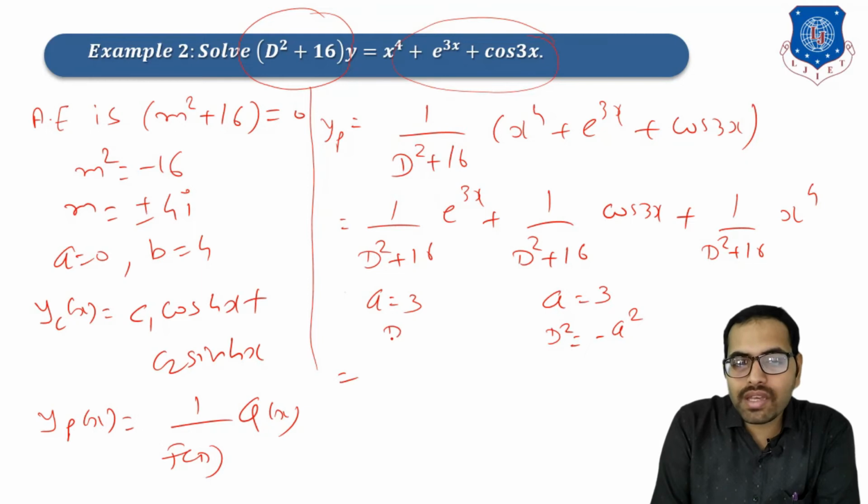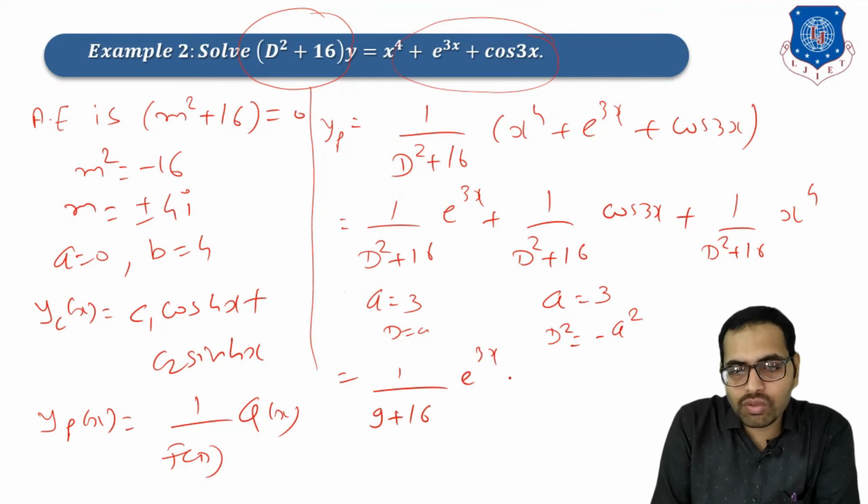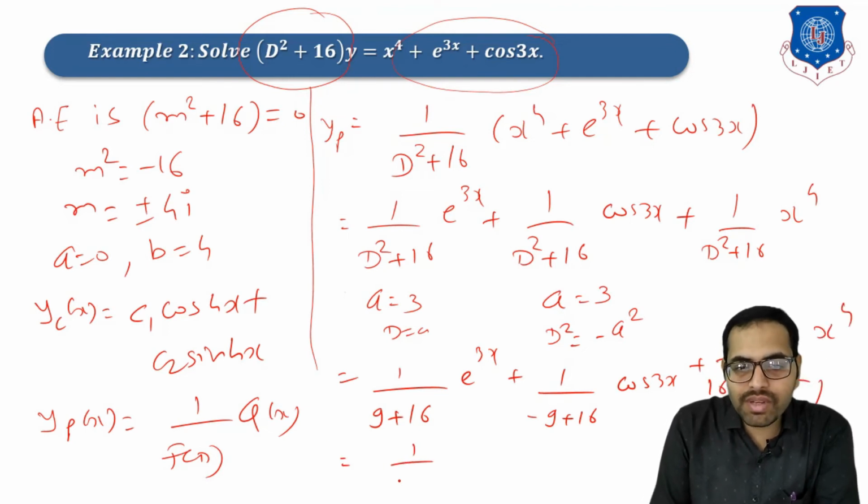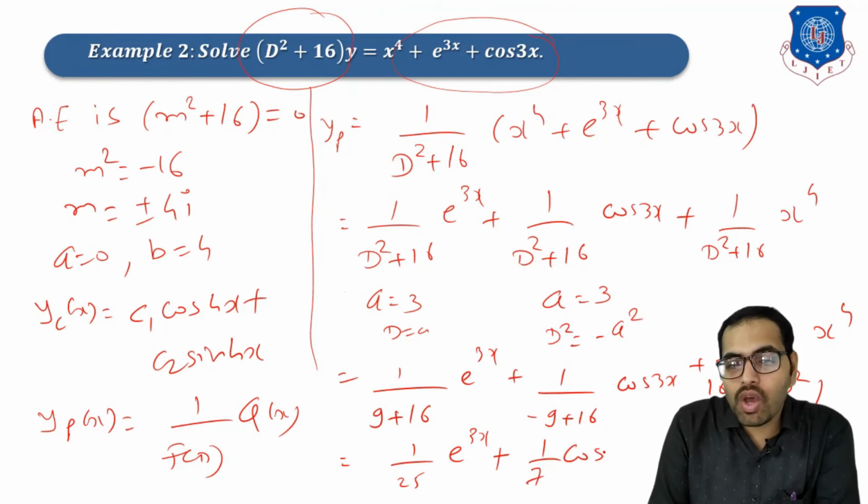Here d is replaced by a in the first case, then it becomes 1 upon 9 plus 16 e raised to 3x, plus here we replace d square equal to minus a square, then it becomes minus 9 plus 16 into cos 3x, plus here 16 will be common out because we require our term in the form 1 plus d or 1 minus d. Then whenever we simplify that term, 16 plus 9 is 25. Then 1 by 25 e raised to 3x plus 16 minus 9, that is 1 by 7 cos 3x. Here 1 by 16 is kept as it is.